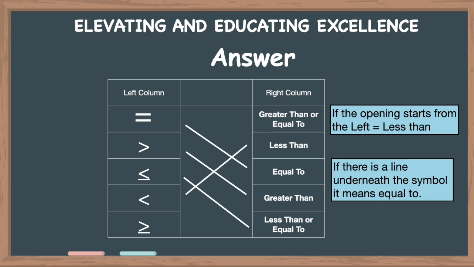And for the fifth row, there is a line underneath representing equal to, so we know that that's going to be greater than or equal to.